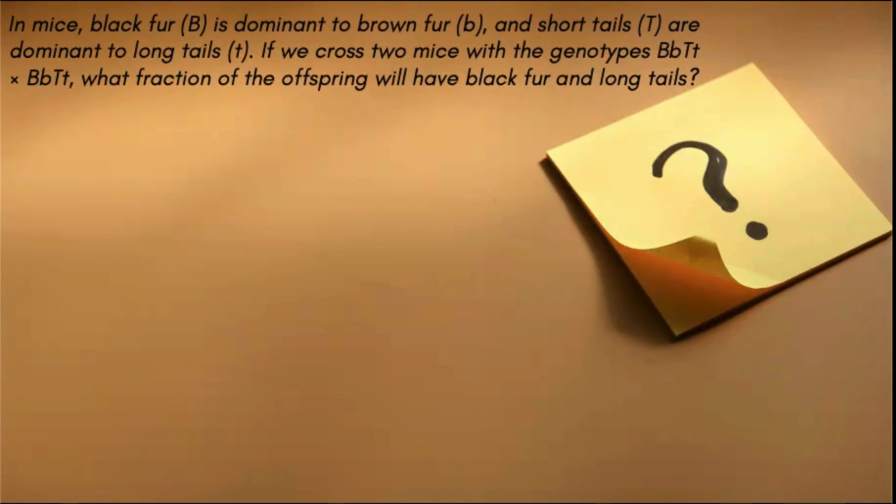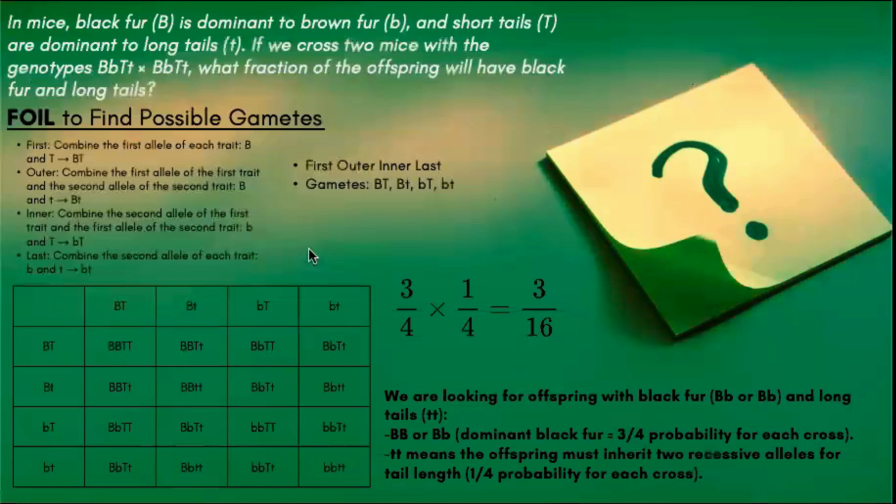In this question, it states that in mice, black fur, big B, is dominant to brown fur, little b. In short tails, big T is dominant to long tails, little t. And if we cross the mice, what fraction of the offspring will have black fur and long tails? So I went ahead and set up the cross so you could see the dihybrid cross here and how it looks, and your potential answer for what the fractions are.